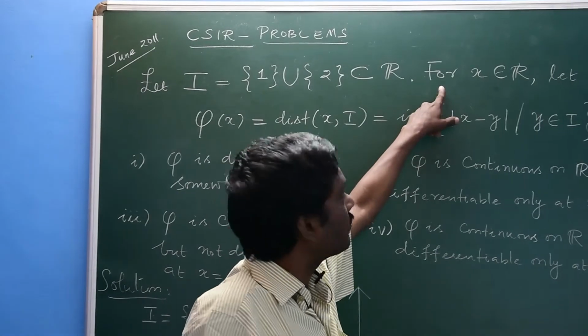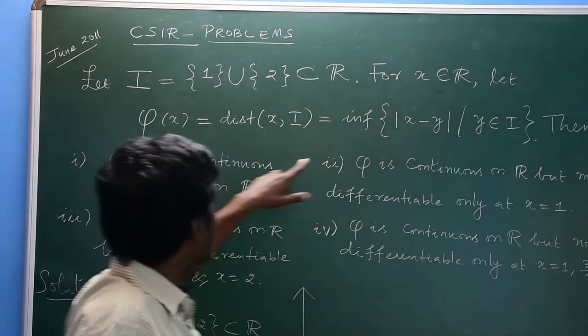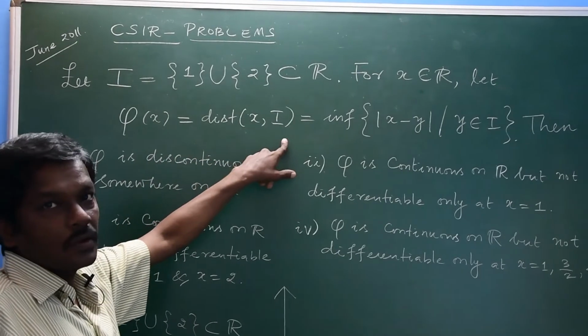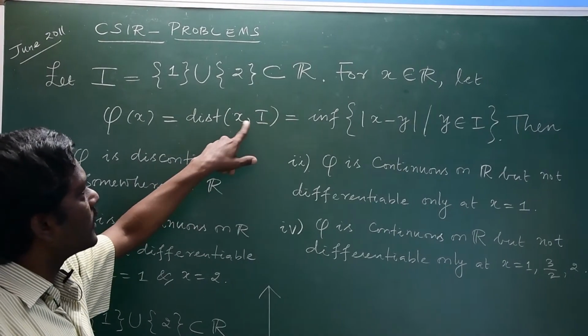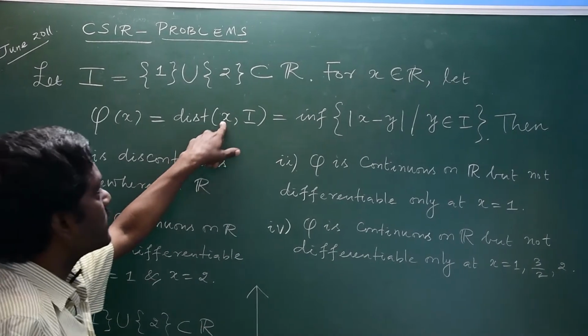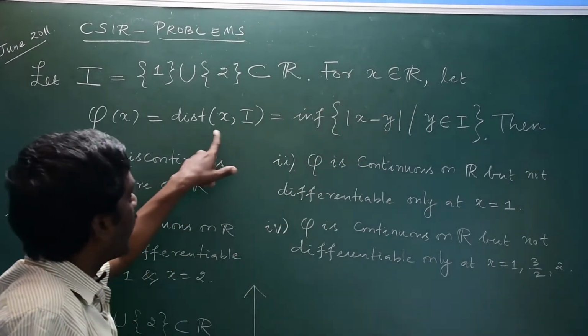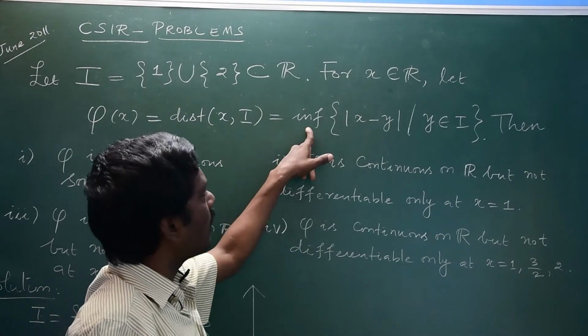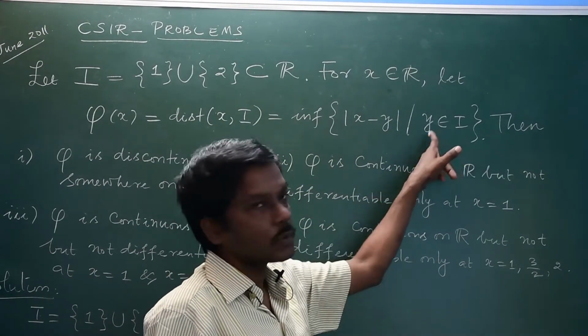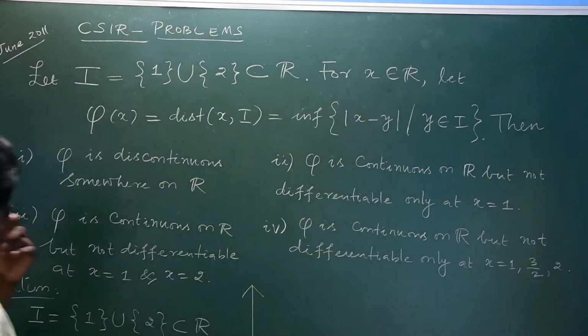We are also given that for x in R, let phi of x be equal to the distance between x and I. So it's the distance between the set I and the point x, where x is a real number, and it is defined to be the infimum of modulus of x minus y such that y belongs to I. Then we are given four options.